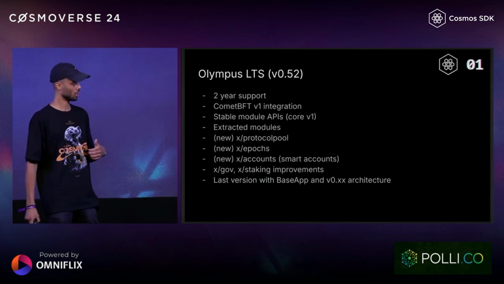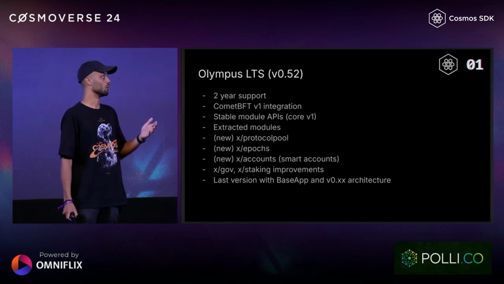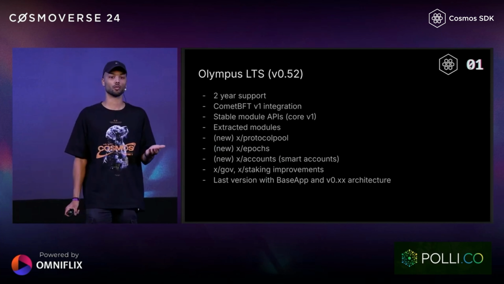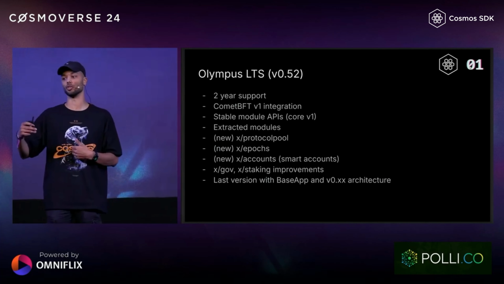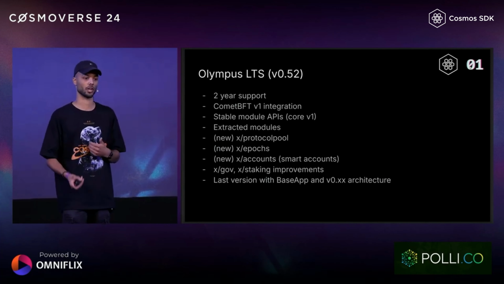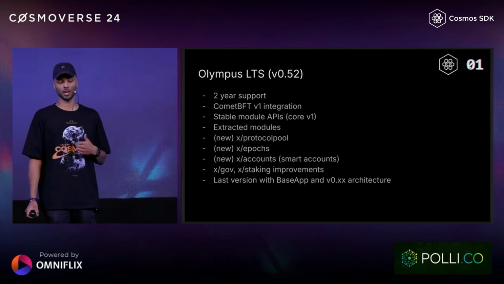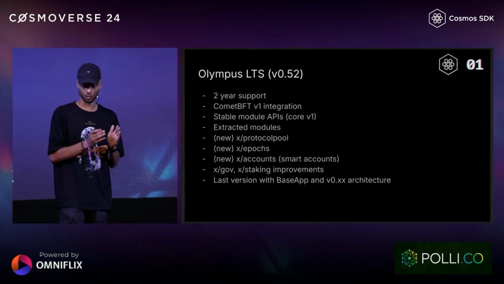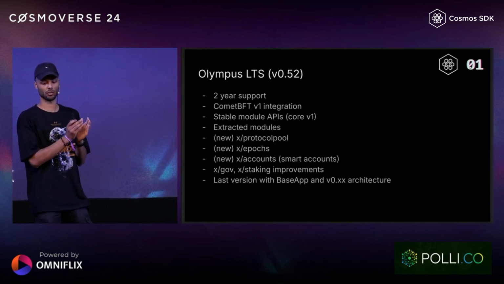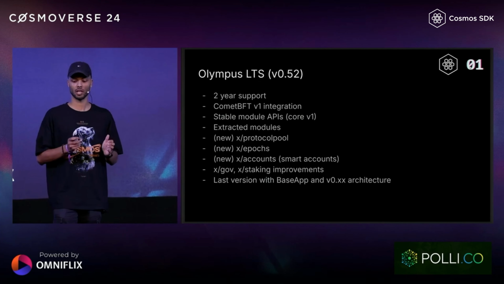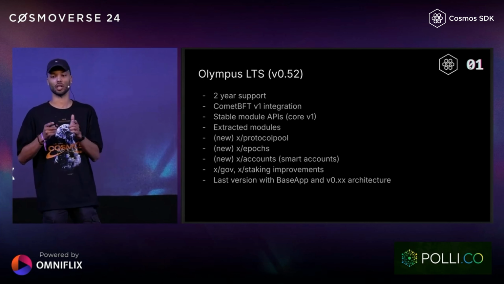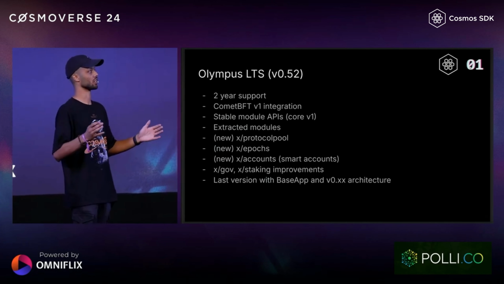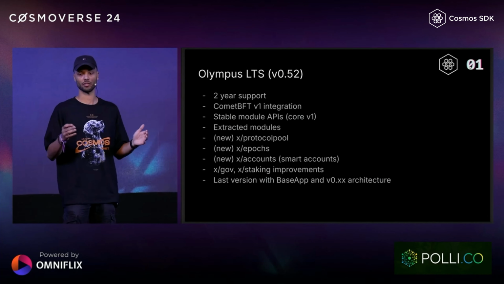We've added more module improvements, like x/gov. For instance, we've added optimistic proposals, which are proposals that automatically pass if you do not vote no, which is quite handy for recurring tasks, and as well some staking improvements. And before I go to v2: Olympus, which is maintained for two years, is the last version of base app and of the v0.50, the v0 architecture, which means after these two years, everyone can, and already today, everyone can embrace the v2 world.